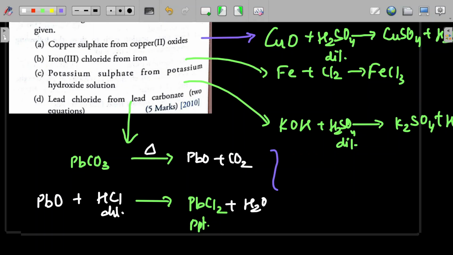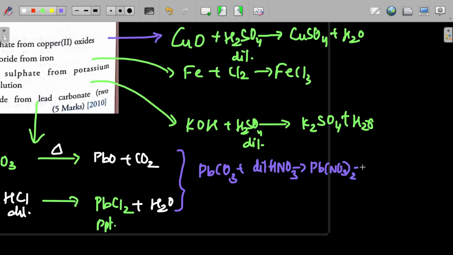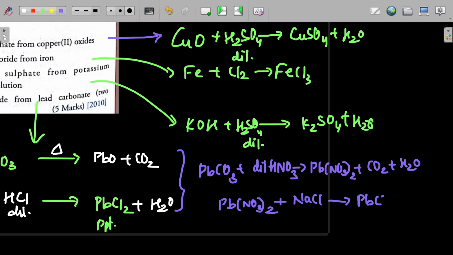But see, the better option I'm telling you here, sometimes some teachers don't accept, no? Therefore, when I do, dilute nitric acid you take, make it a soluble substance, because lead carbonate is insoluble in water. So lead nitrate we will make, plus CO2 plus H2O. Then that lead nitrate we will use. Then precipitation reaction, I will use NaCl aqueous, so PbCl2 plus NaNO3. Okay, this one we can use.